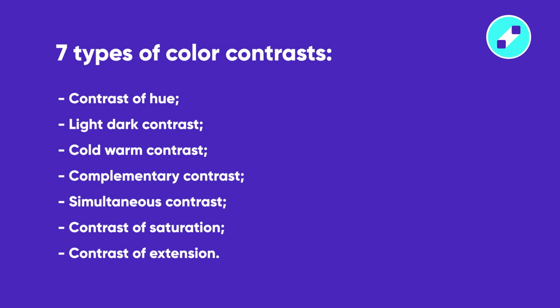There are 7 types of contrasts: contrast of hue, light-dark contrast, cold-warm contrast, complementary contrast, simultaneous contrast, contrast of saturation, and contrast of extension. Let's talk about all these contrasts in details.